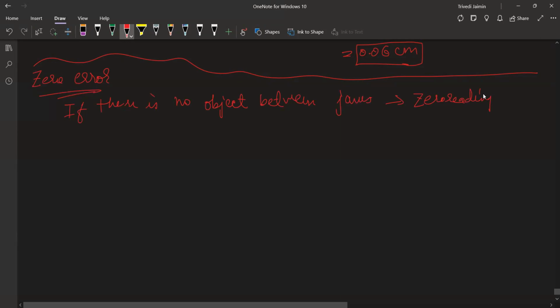But sometimes it is bent or it is old, so it might be showing some error. There will be some value between them, a small difference. It will not show at 0.0. It will be at 0.1 or less than that, whatever. So it will give some readings, and that is an error. Here, zero error means there is no error. The name itself tells you.